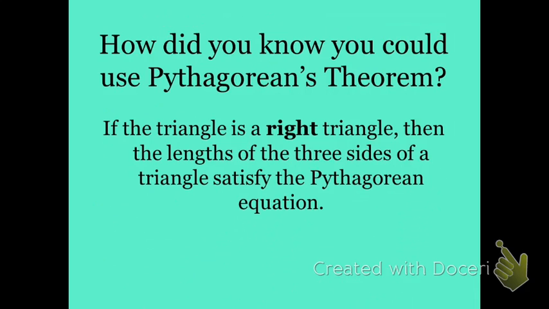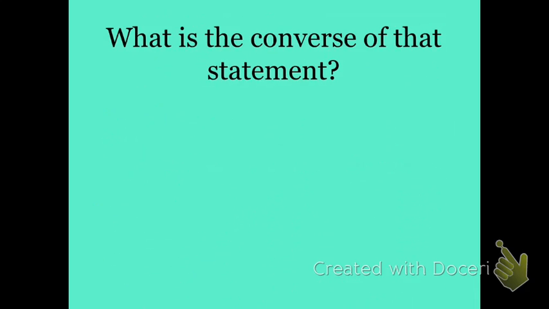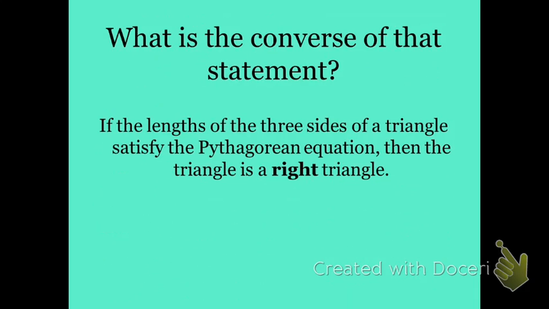So, what about the converse? Is the converse true? Well, if it is, we can use the Pythagorean theorem to decide if triangles are right, acute, or obtuse. So what is the converse of that statement? Well, remember, converse is just when you switch the hypothesis and the conclusion. So right here is the converse, and all it is the previous theorem with the hypothesis and conclusion switched.